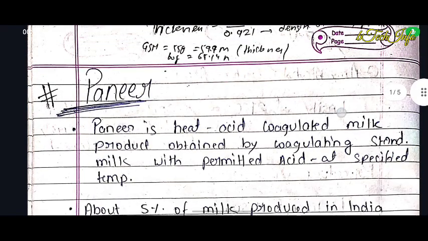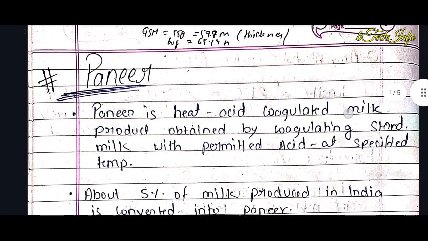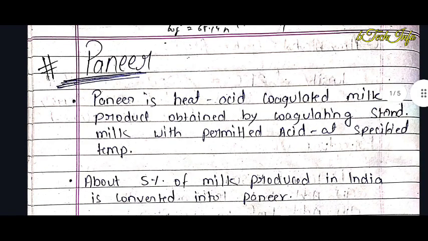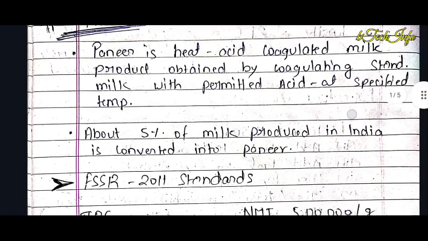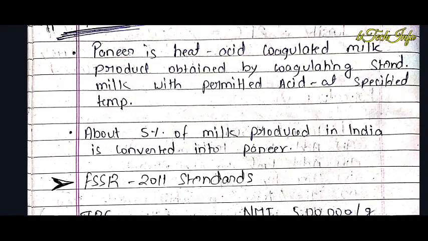Hello everyone. Today we will see the topic paneer. Paneer is a heat acid coagulated milk product obtained by coagulating standardized milk with permitted acid at specified temperature.